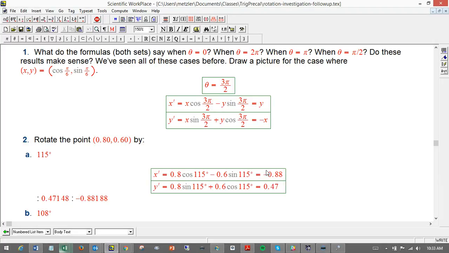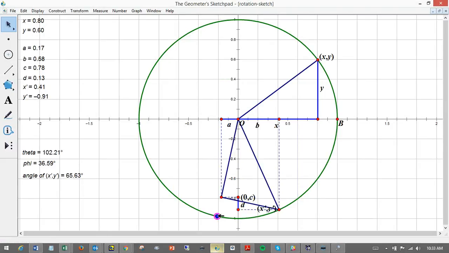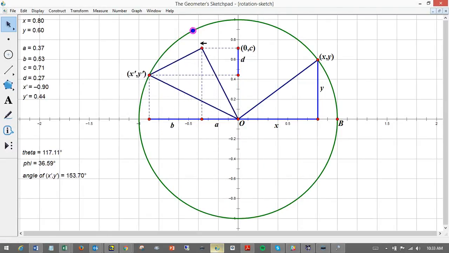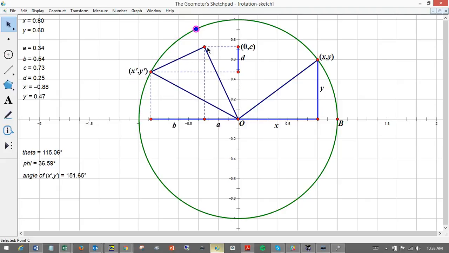So let's see if that agrees with what Sketchpad would tell us. Minus 0.88 and 0.47. Okay, there's my point, and I'm going to crank the angle of rotation around to 115. Pretty close. And indeed, x prime is minus 0.88, and y prime is positive 0.47. So these formulas that we derived really work. Excellent.